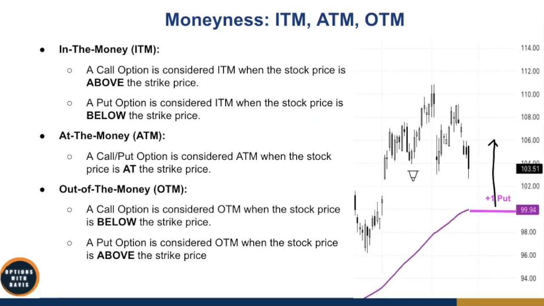So let's take this example down here, this put option. Let's say the current stock price just goes down to $98, right? It doesn't matter when, right?